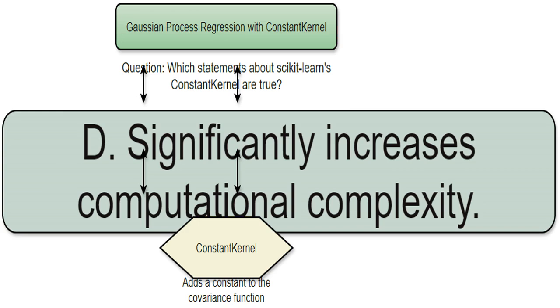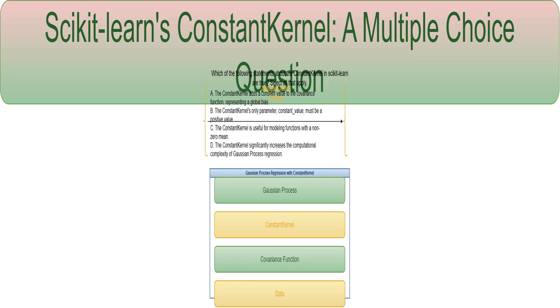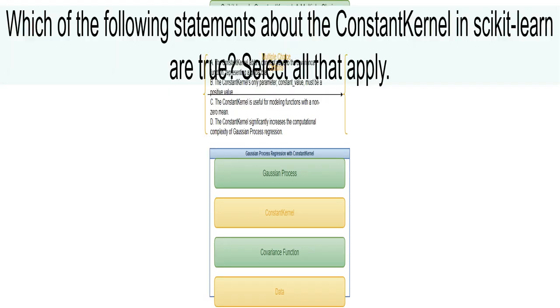This quiz tests your understanding of the constant kernel in scikit-learn's Gaussian process regressor. I'll guide you through it. This is the core question. I want you to select the correct statements about the constant kernel based on your understanding.